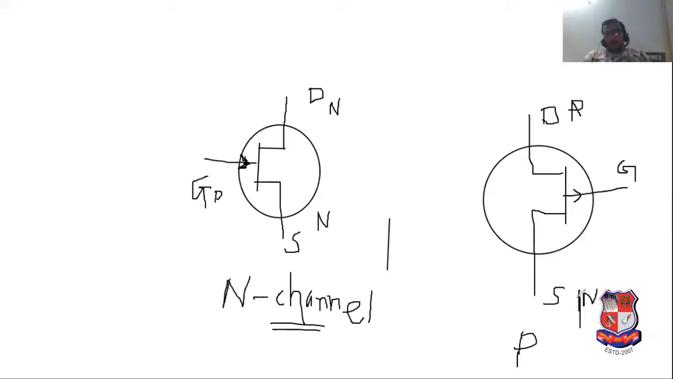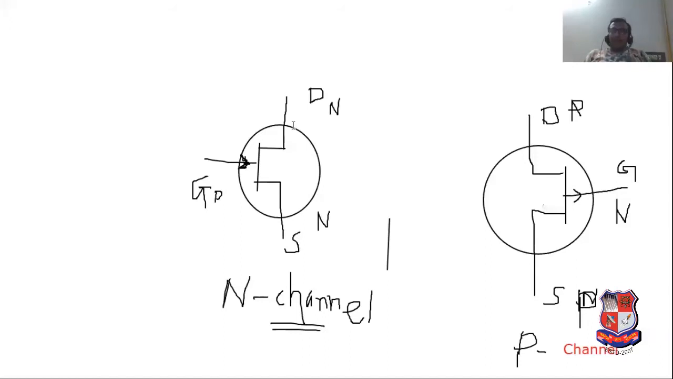For P channel JFET, here drain and source is P, and the gate can be made with the terminal of N type semiconductor. The direction of source to gate is outside the direction. That's why it is known as the symbol of P channel. So here we can mention the symbol of P channel. It is the difference between P channel JFET and N channel JFET.